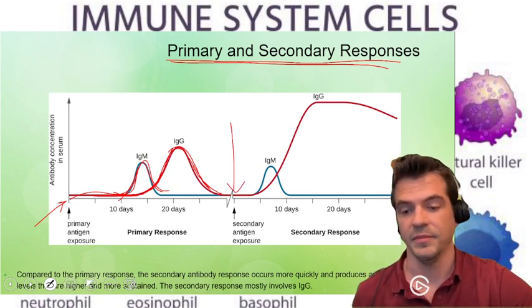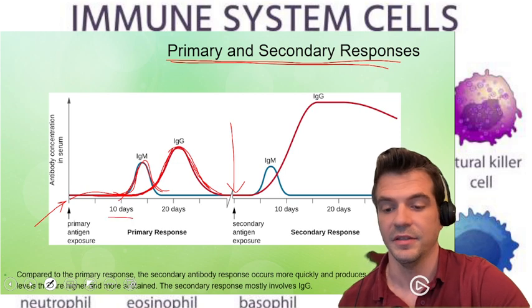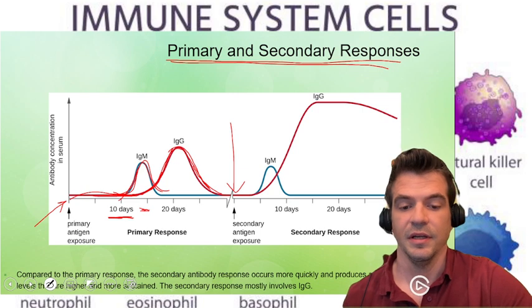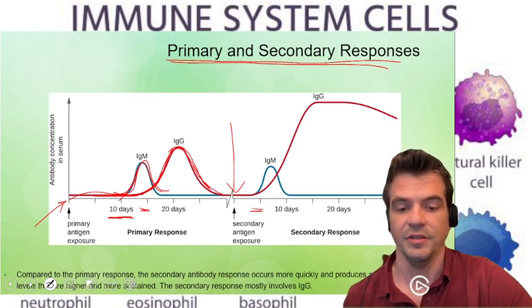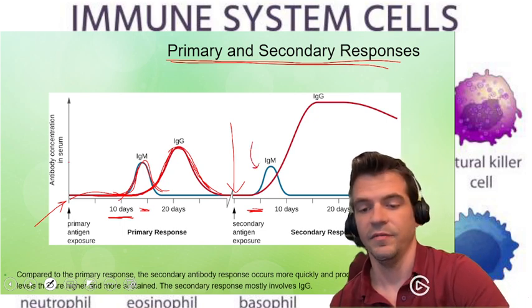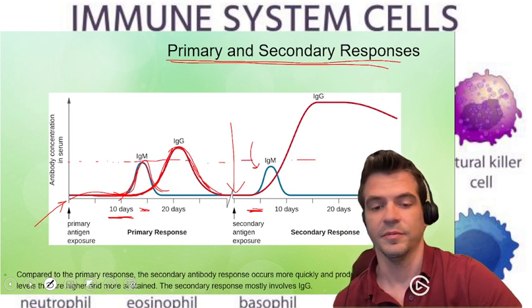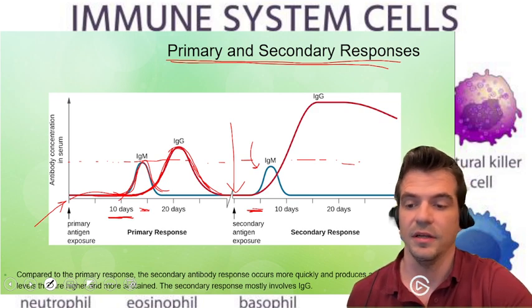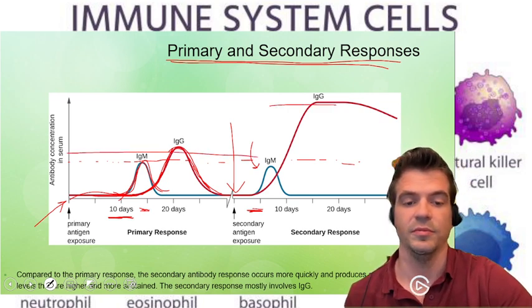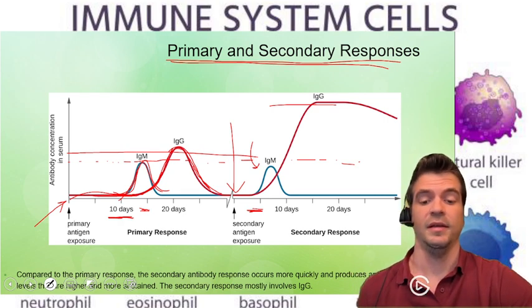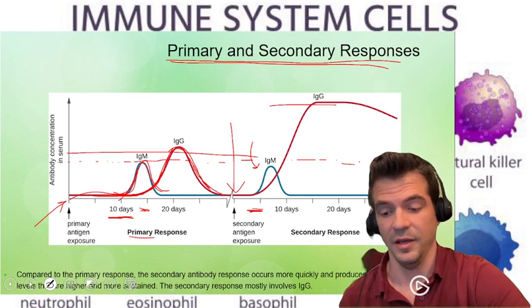and this time it's not 10 days to start or 15 days to start. Instead, it's 5 days or 4 days. And note IgM is roughly the same. In fact, it's probably actually a little lower. But IgG is about double. There's about twice as much IgG in a secondary response as a primary response.